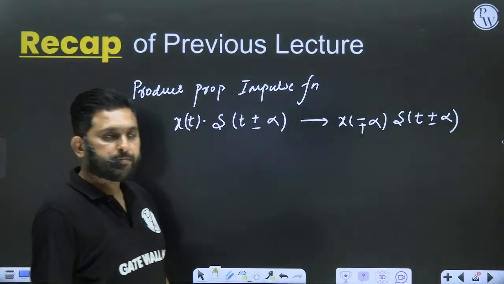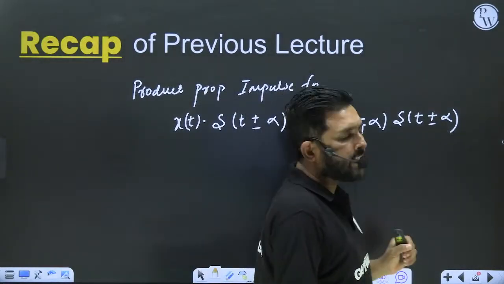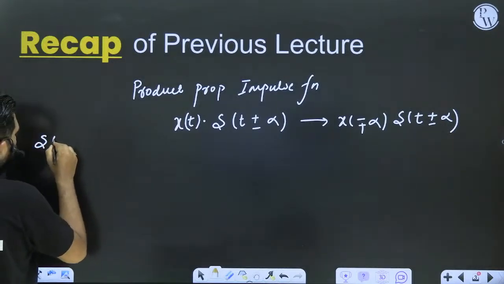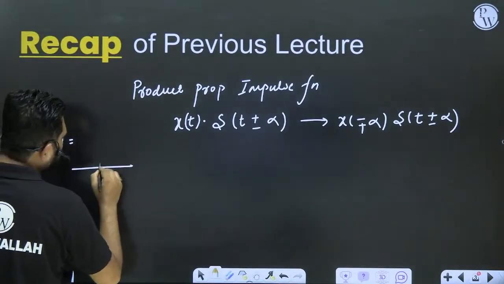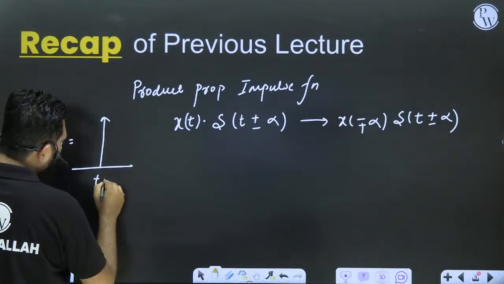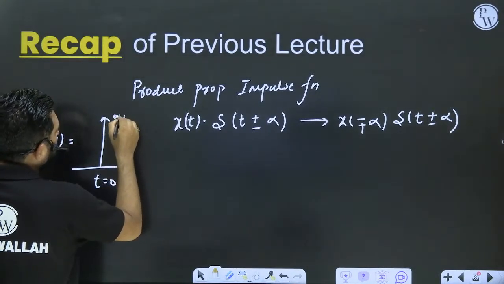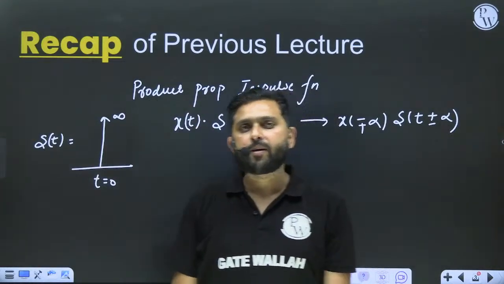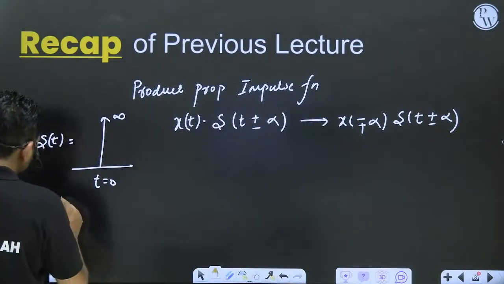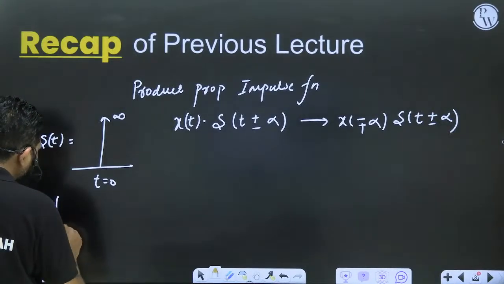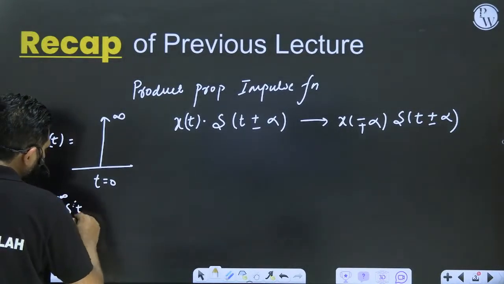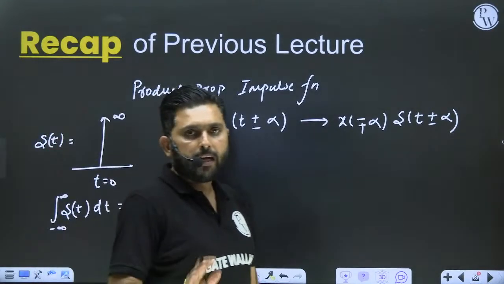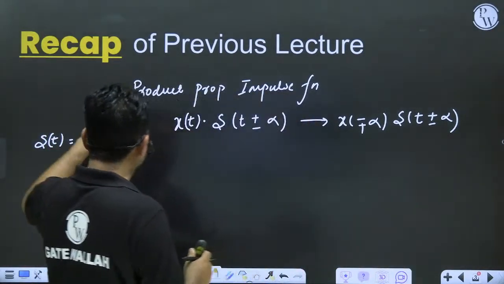So x of minus plus alpha delta t plus minus alpha, where what is delta t? I said that delta t is a function which exists at t is equal to 0, having the height of infinity but width of ideally 0. And we say that the integral from minus infinity to infinity of delta t dt is equal to 1. This is the area property, that is, the area under the curve of this function is equal to 1.